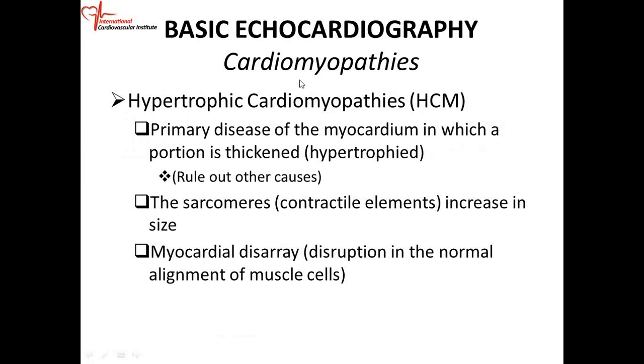For hypertrophic cardiomyopathies, when you look at the muscles under the microscope, the sarcomeres, which are the contractile elements, are increased in size. And you also get what we call myocardial disarray, that is disruption in the normal alignment of the muscle cells. So this is not hypertrophy secondary to hypertension. This is a muscle disease where the sarcomeres increase in size and you have myocardial disarray. So it is specific. All right.